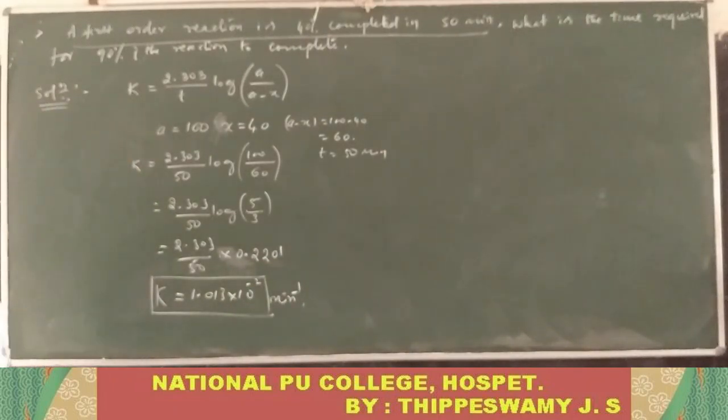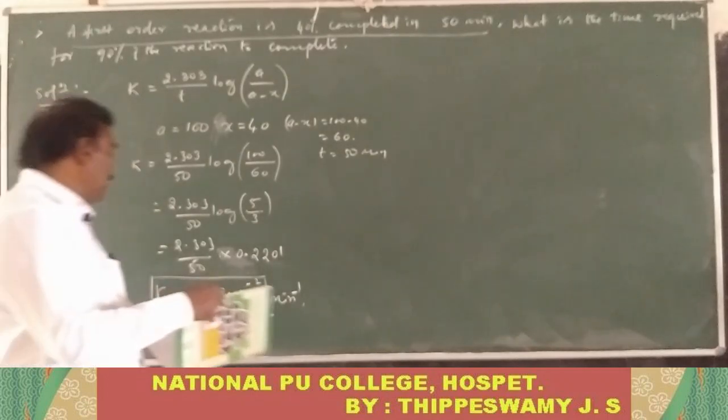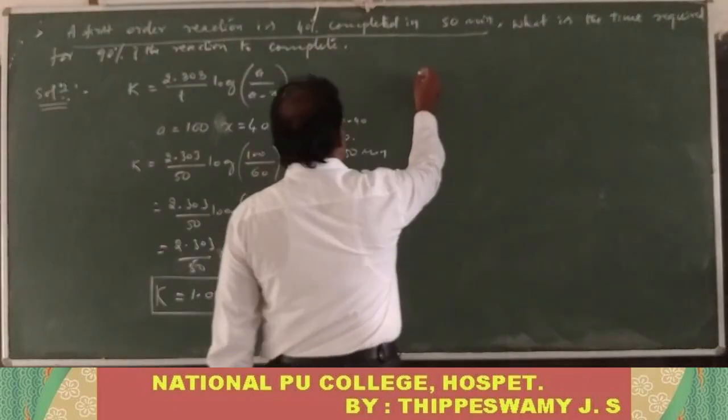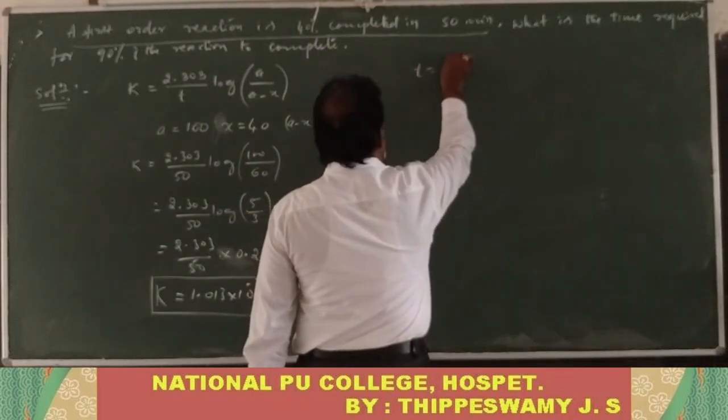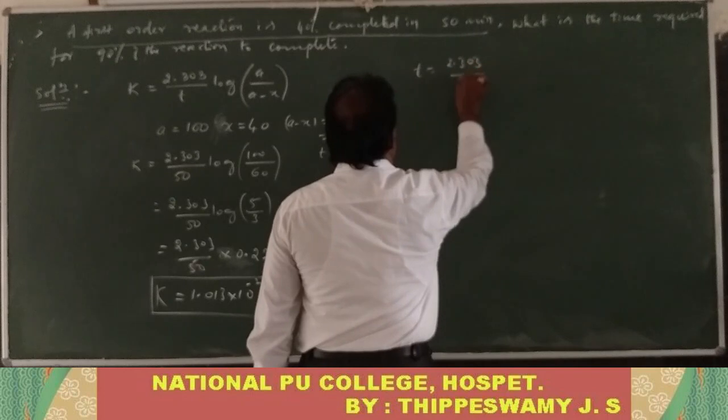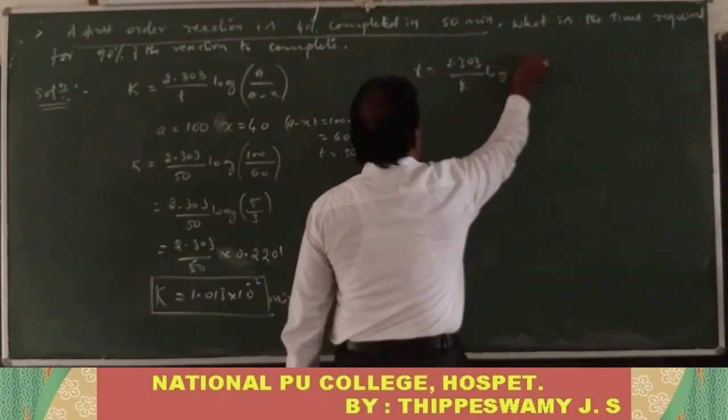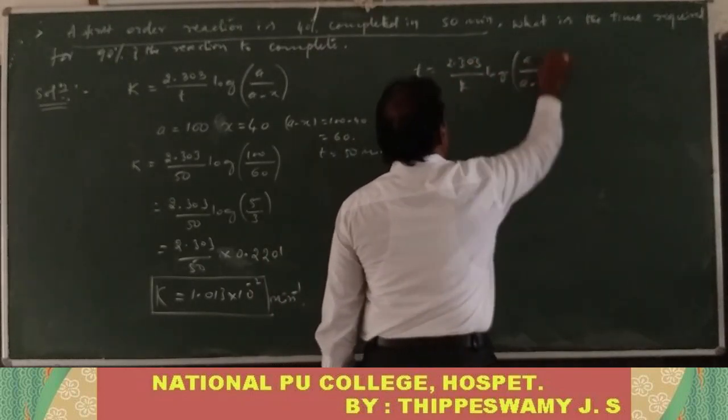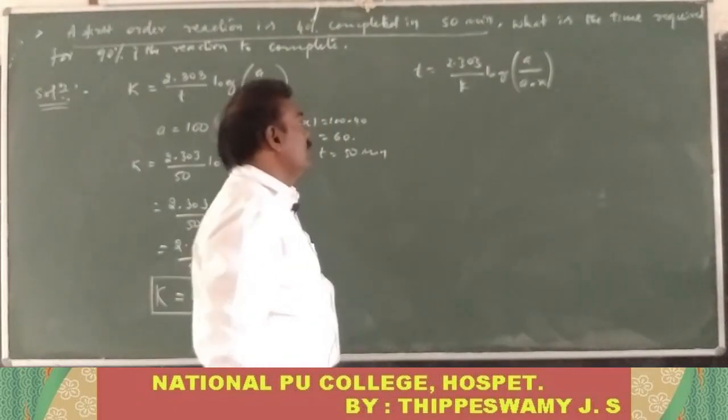Now we have to find the time required to complete 90% of the reaction. Now we go to the second step. Similarly, write the formula again: t is equal to 2.303 divided by k into log of a divided by a minus x. Here also we do the same thing. Now listen to me.